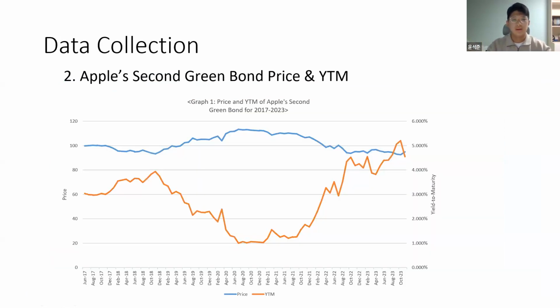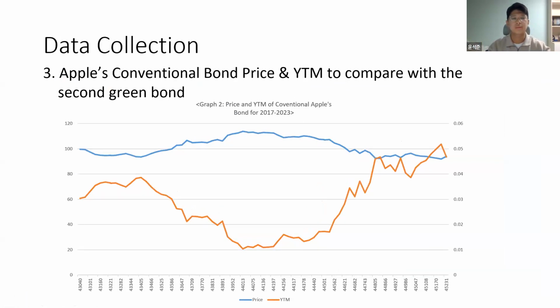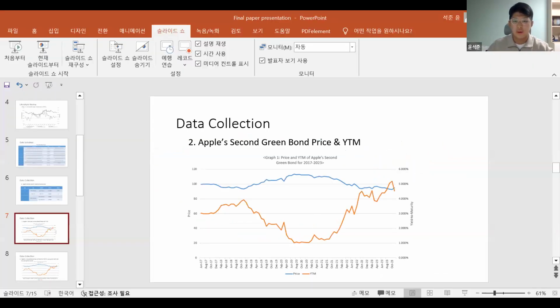On Bloomberg, this is the graph data that I analyzed: the price and YTM of Apple's second green bond from its issuance in 2017 to now, October 2023. The second is Apple's conventional bond price and YTM, compared with the second green bond. I'll give a quick look at the security information of the second green bond.